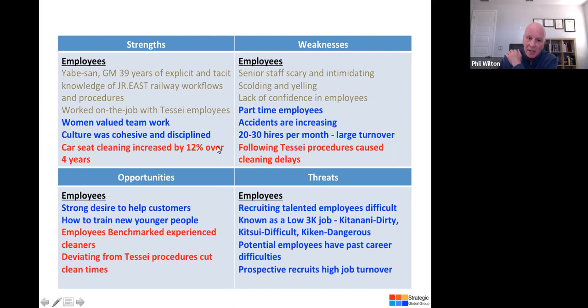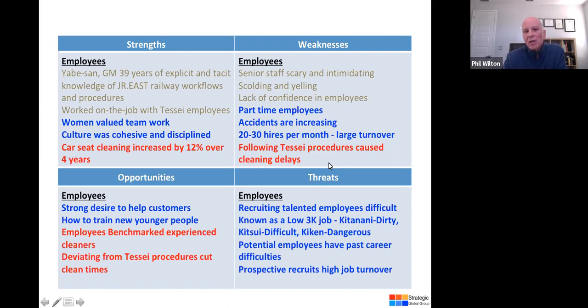But there were some good things that came out when we were reviewing the case study. The women in the team really valued the teamwork that they had, and the culture was cohesive and disciplined. And on the opportunity side, the employees wanted to help the customers more than they were currently doing. They also wanted the new people coming into the business to be trained better than they currently were.